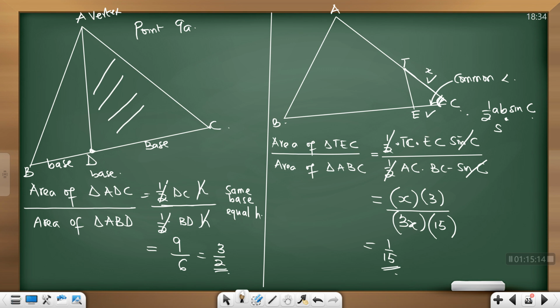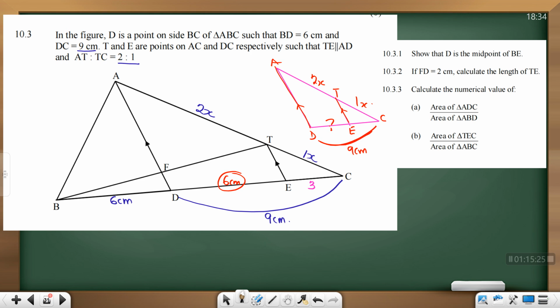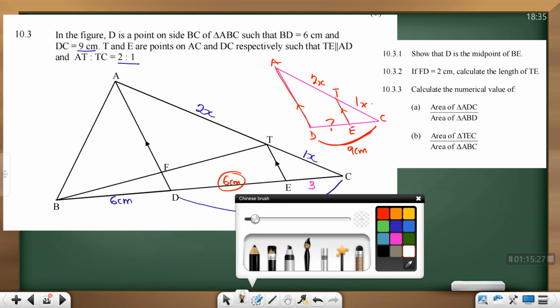Can you explain how you got 15 again? 15. Let's go back to the diagram. So what length are we using? It's BC, right? Can you see your 15 already without me explaining?